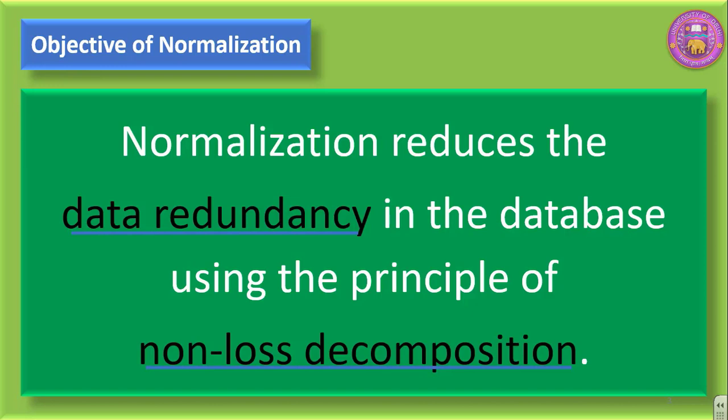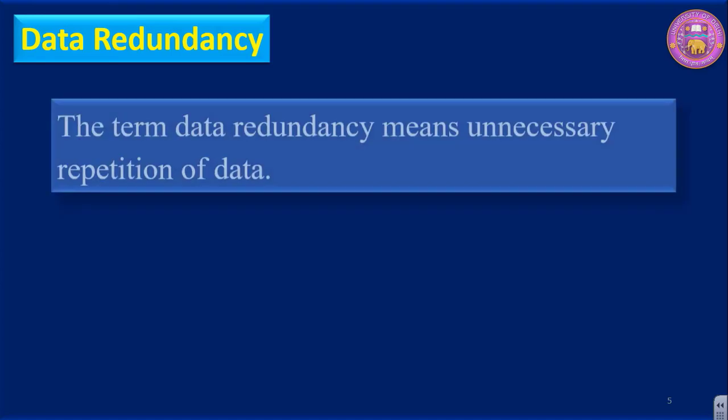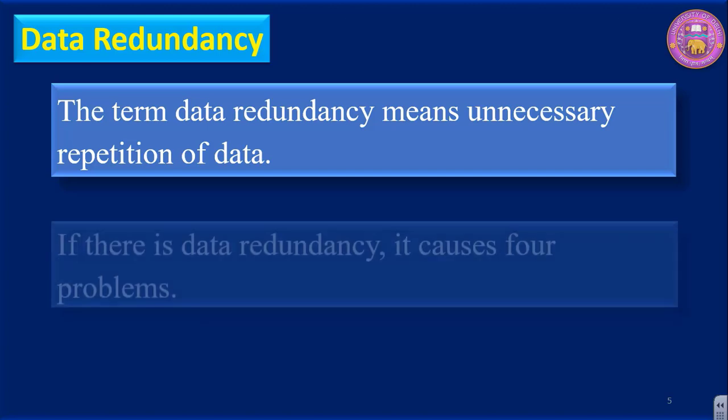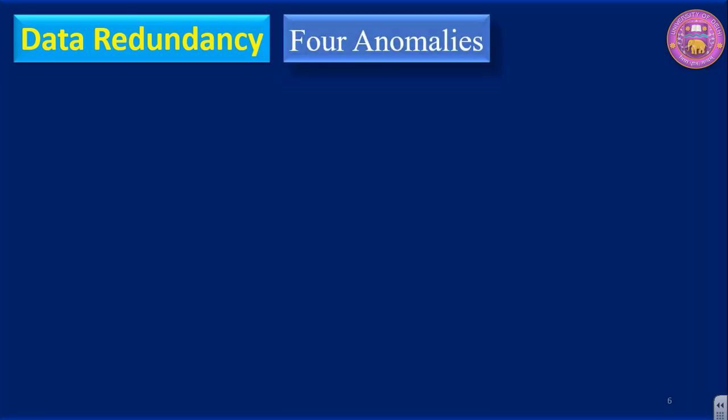If we want to understand the objective of normalization, then we need to know the meaning of data redundancy and non-loss decomposition. Let us try to understand the meaning of data redundancy and the principle of non-loss decomposition. Data redundancy. The term data redundancy means unnecessary repetition of data. If there is data redundancy, it causes 4 problems. These problems are termed as 4 anomalies.